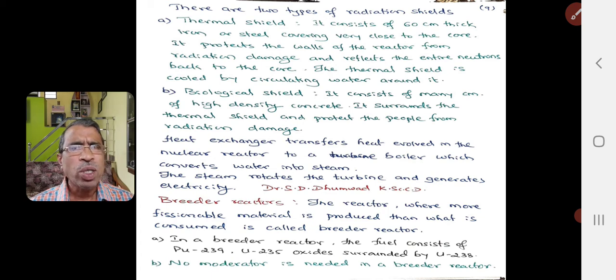So students, in the examination, they may ask about the diagram, the ray diagram of a nuclear reactor, and also the explanation of the nuclear reactor.